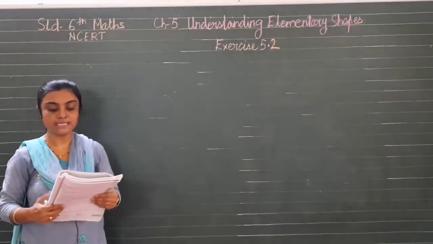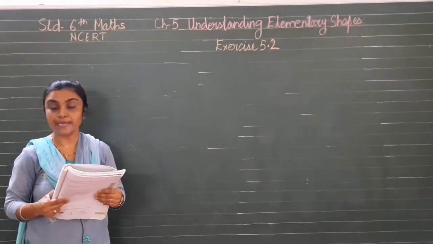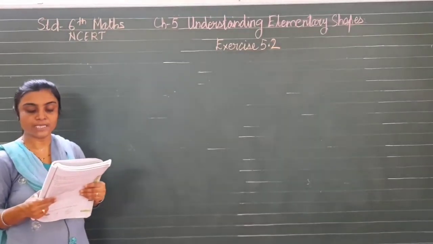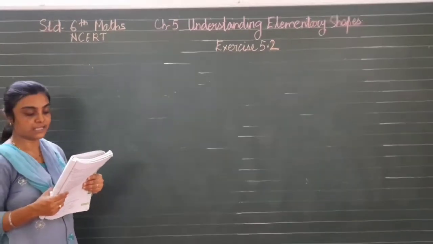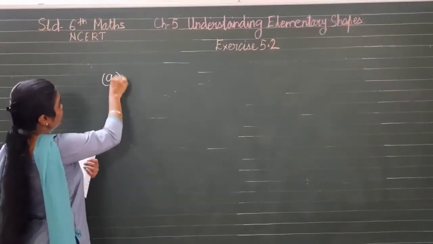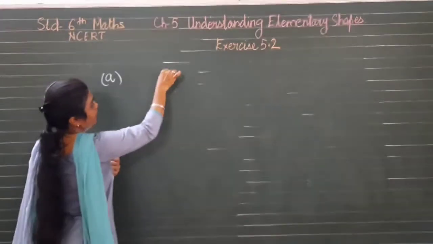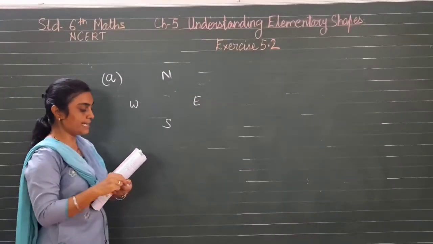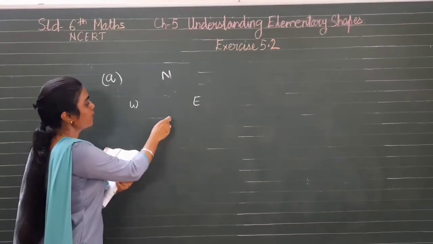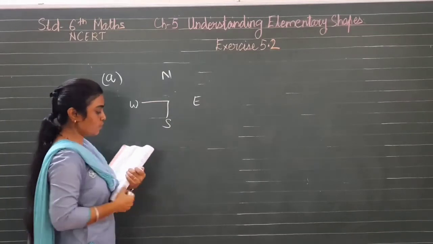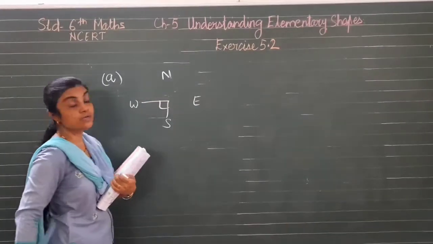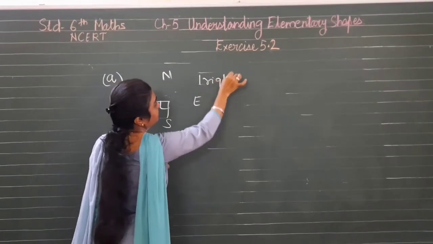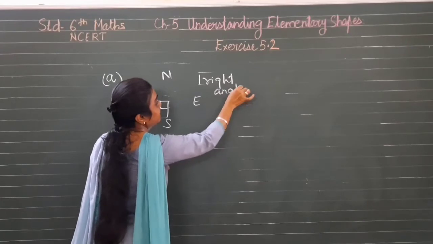Now question number 6. How many right angles do you make if you start facing A, south and turn clockwise to west? So again here you have to note down the right angles. North, south, east and west. You are at south and you have to turn clockwise to west. So here is west. So one right angle you will form, that is 90 degree.